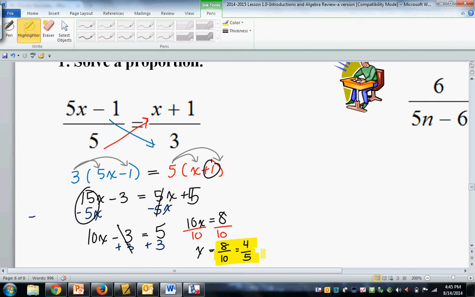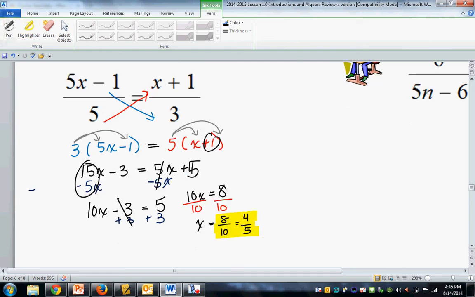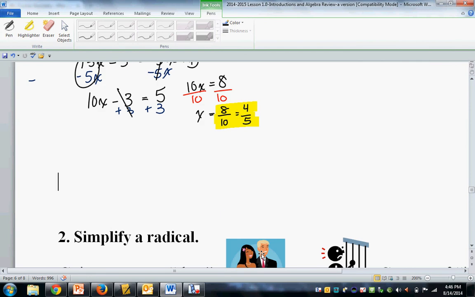Don't assume just because your answer is a fraction that it's wrong. Just double check your work, but fractions are numbers too, so getting a fraction doesn't always mean you're getting something wrong.